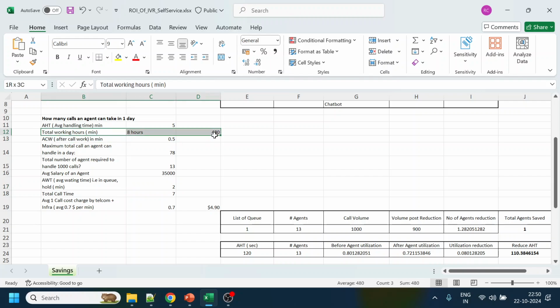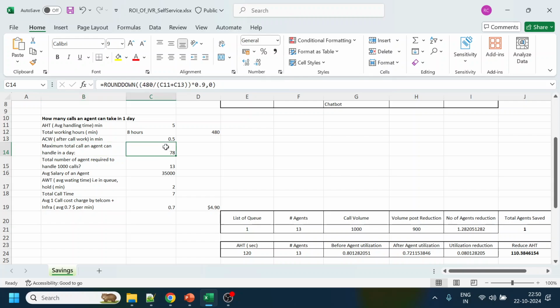A few parameters that I will quickly mention. In a day, one agent works 8 hours, which is 480 minutes. Then average call after call work: after the call has been handled by the agent, they take maybe a break, take notes of the call, create a ticket or something like that. For that, I have given 30 seconds, which is still very little, but let's go with the best of the industry standard, which is right now 30 seconds, to write the summary of the call, create a ticket and all these things. That is after call work.